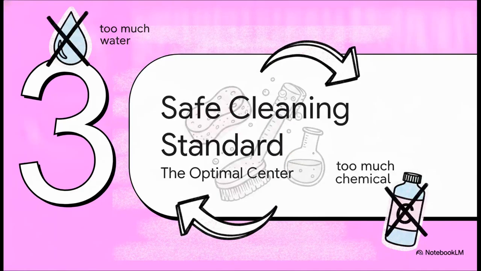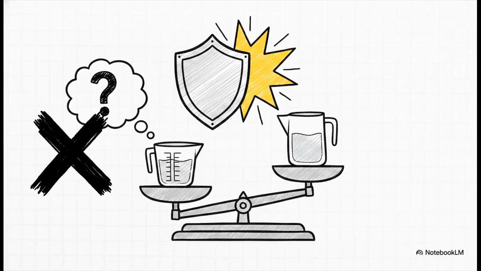Let's move on to Section 3, the safe cleaning standard, finding that optimal center. Proper chemical dilution is absolutely critical to a safe and effective cleaning procedure. I really want you to notice those two words together, safe and effective. You just can't have one without the other, and you definitely can't achieve either if you're just guessing. There is zero room for guesswork if you want a facility procedure that works exactly as intended without harming anyone.